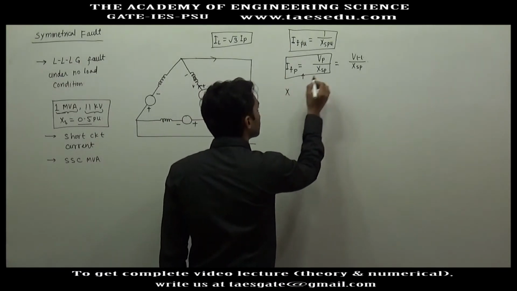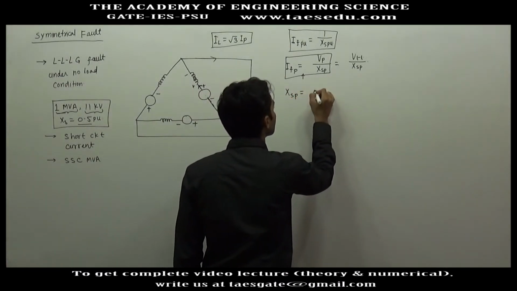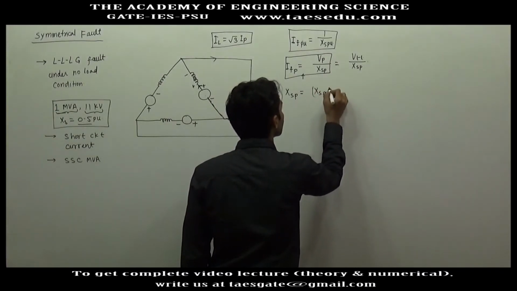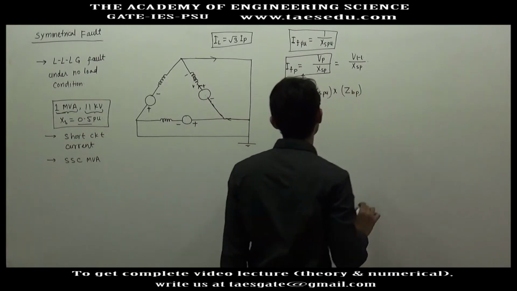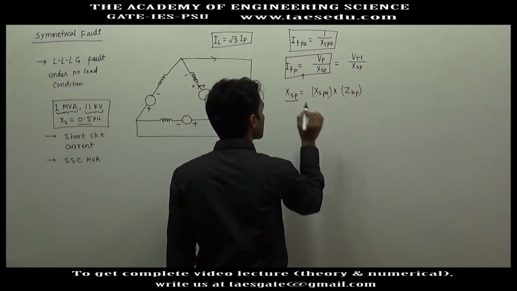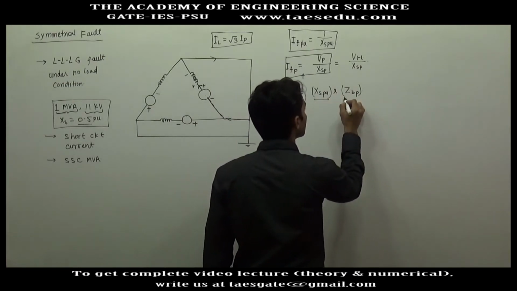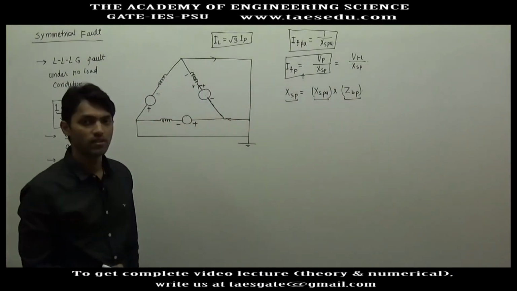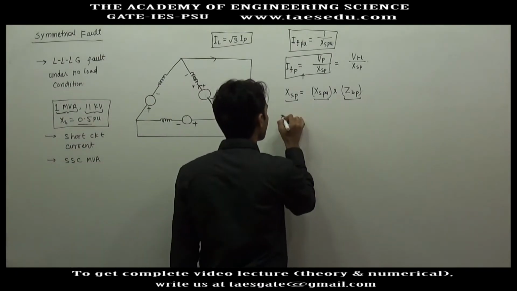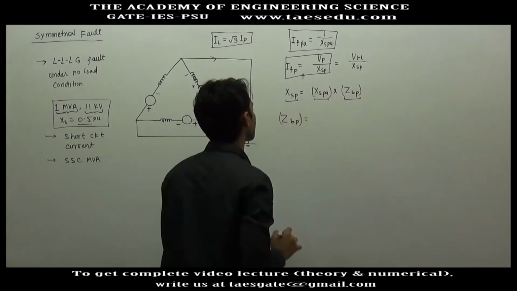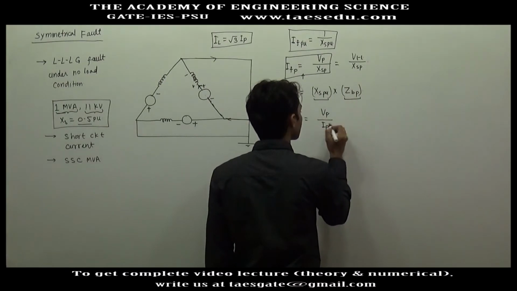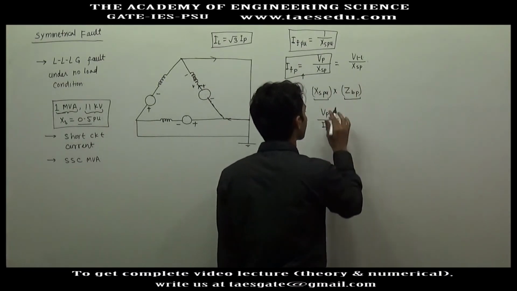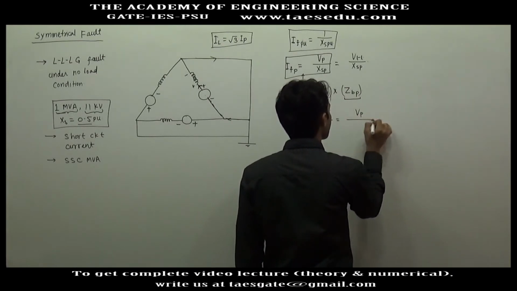Now the phase value of synchronous reactance will be the pu value of synchronous reactance into the per phase base impedance. Okay, the phase value of synchronous reactance is equal to the pu value of synchronous reactance into the base value of per phase impedance. And what is the base value of per phase impedance? This will be phase voltage divided by phase current.